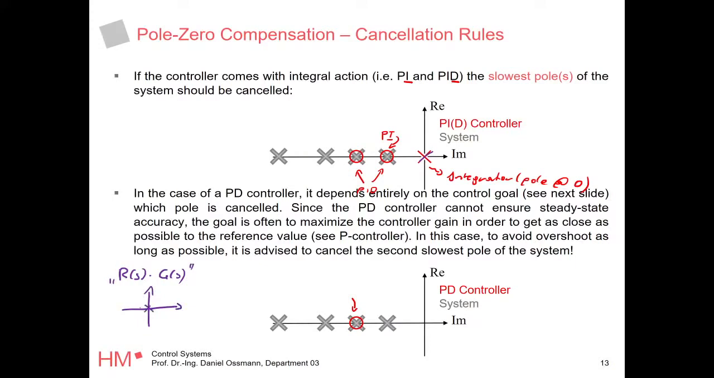If it's a PID, you might have poles here, here, here. And then you just start canceling with the second pole. And then you go to the left. See? 1, 2, 3. 1, 2. So the second one is always correct. The only trick is you need to consider your controller with it, because a PID comes with a pole at 0. So you only need to remember number 2 and you will always be right.